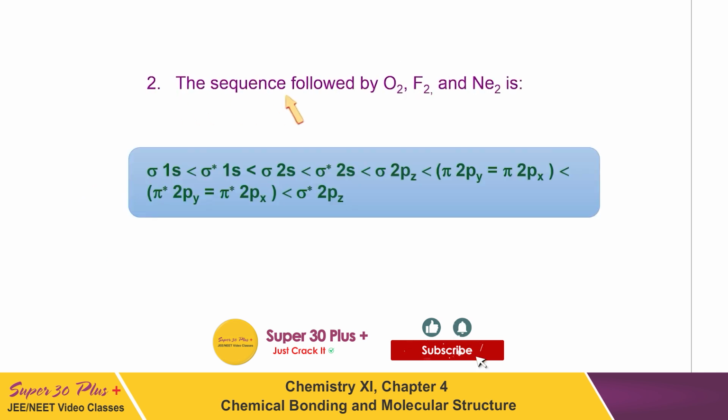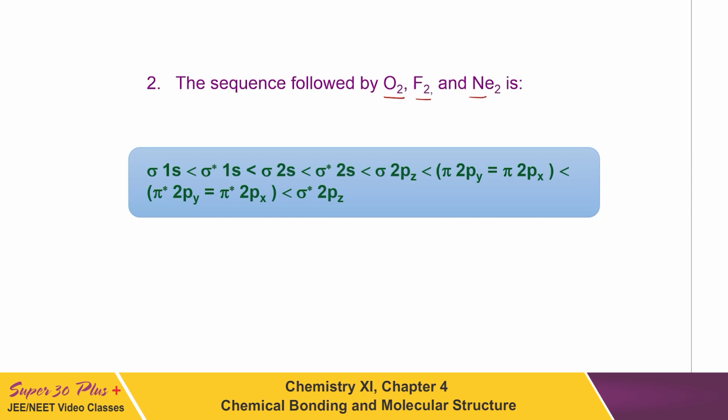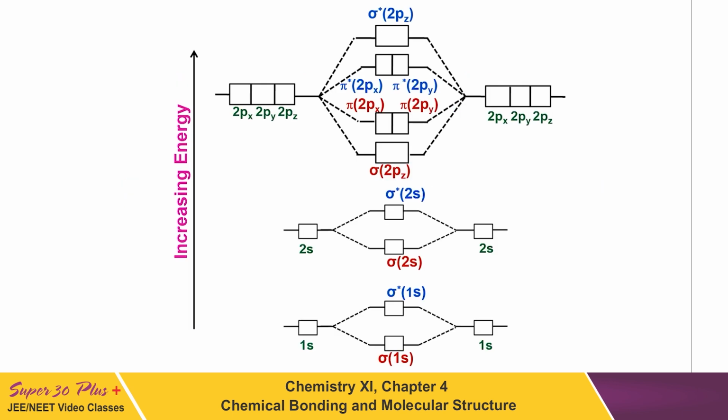Now there is a different sequence followed by oxygen, fluorine and neon. For molecules like O2, F2 and Ne2 and their derivatives, the order of the energy of molecular orbitals is not similar to the previous one. Now they follow this order: sigma 1s, then sigma star 1s, sigma 2s, sigma star 2s, then sigma 2pz. There is a change in the order of energy in comparison to the previous one. The rest is the same. See, here is the change in energy, where the energy of sigma 2pz is lower than pi 2px and pi 2py, and this order is followed by oxygen, fluorine and neon molecules.